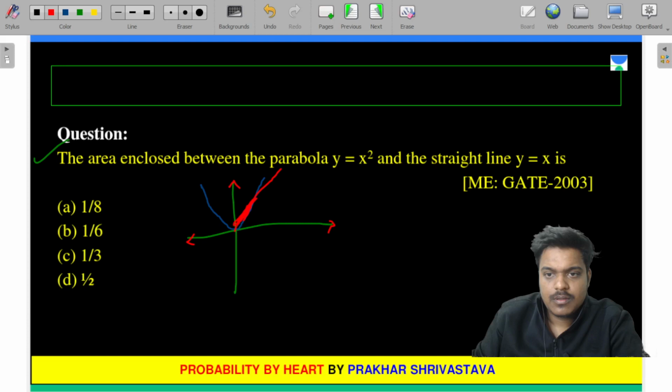ठीक है, ये लिमिट जो रहेगी ये एक्स स्क्वायर माइनस एक्स माइनस, ठीक है. But anyways you can take anything. Since you are calculating the area, the value of the area will be positive only. So that is why the answer you get is 1 by 6.